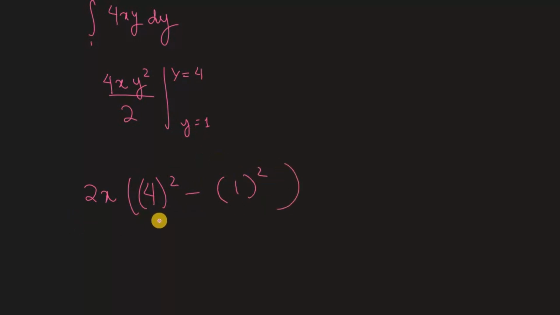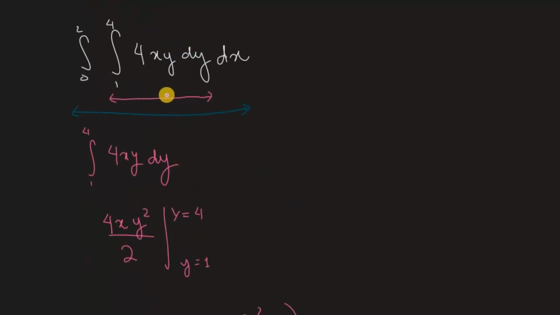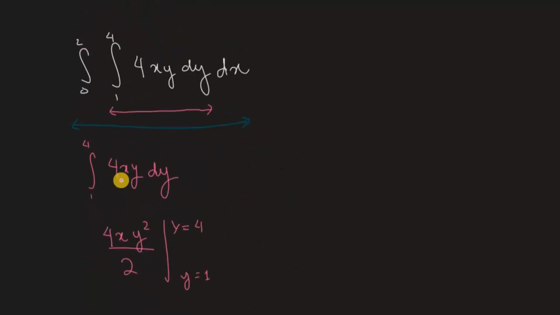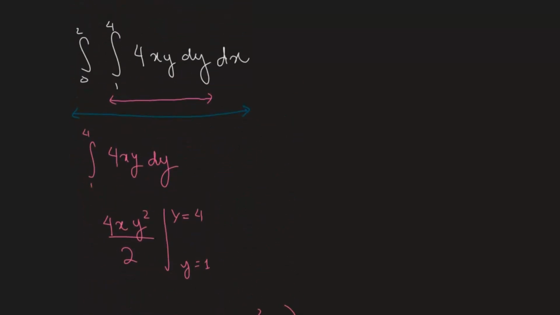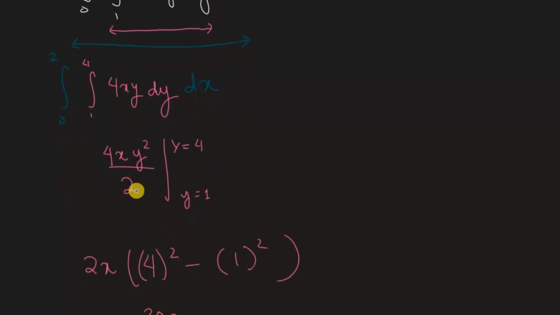If you evaluate this, it gives you 16 minus 1, which is 15, times 2, that's 30. So 30x. This is the answer to the pink part, remember? But we're not done yet. We still have the blue part left. For this, we're going to write the dx with everything that we solved so far.